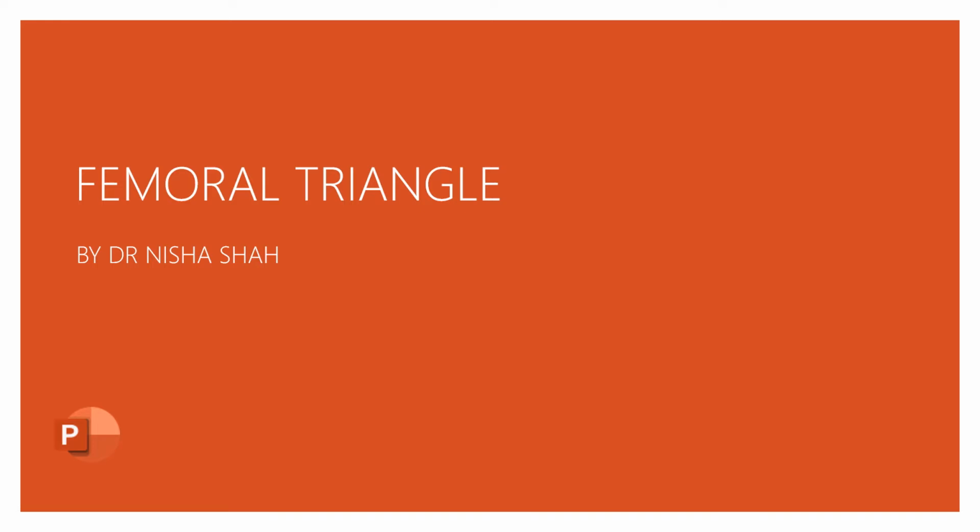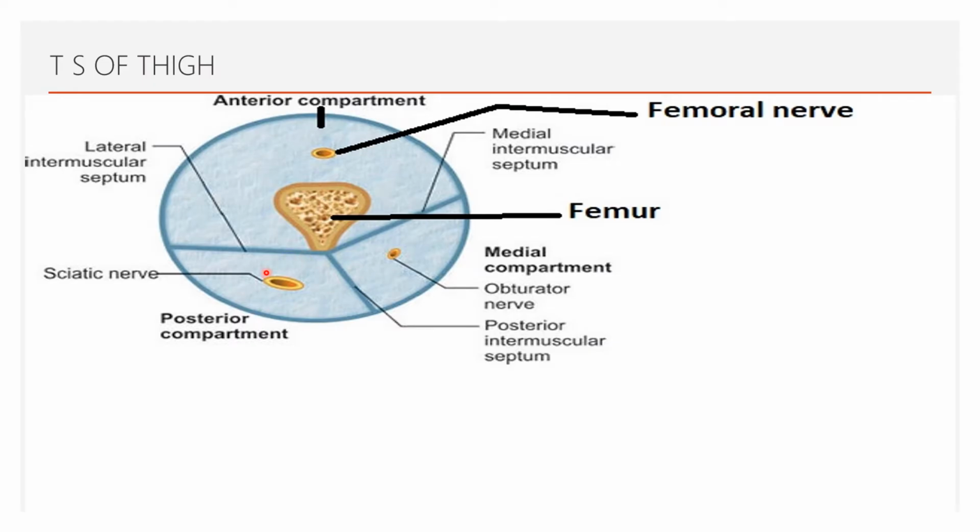Let us learn today the topic of lower limb, that is femoral triangle. Before going for a femoral triangle, let us learn about the TS of thigh, that is transverse section of thigh. This is a centrally placed bone, femur in the thigh.